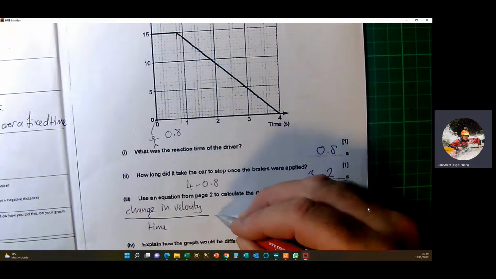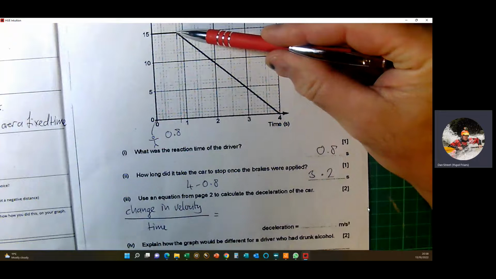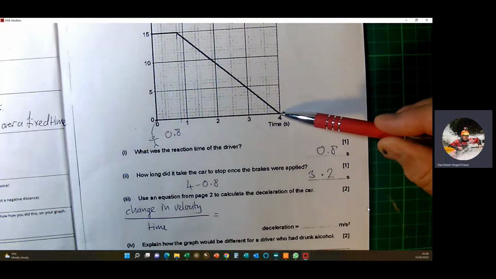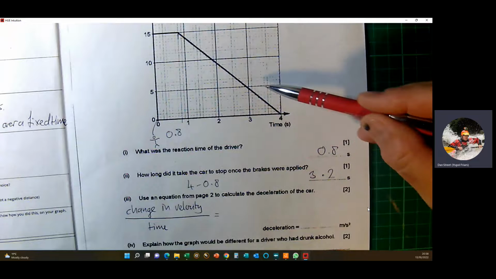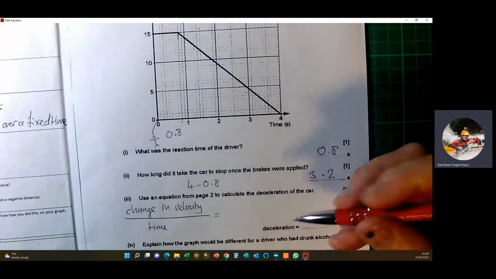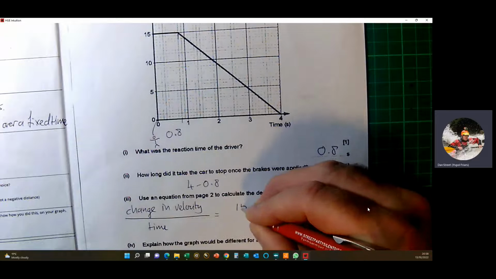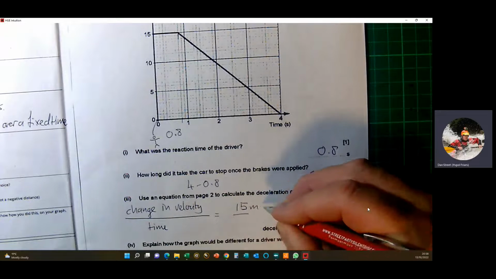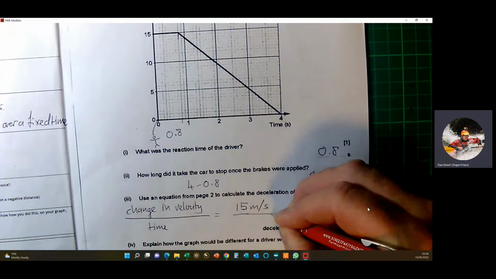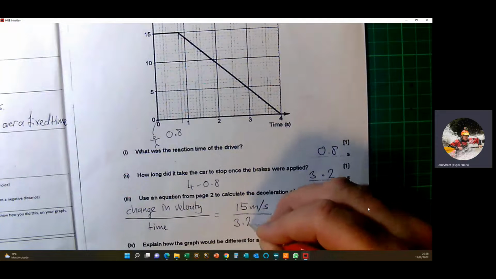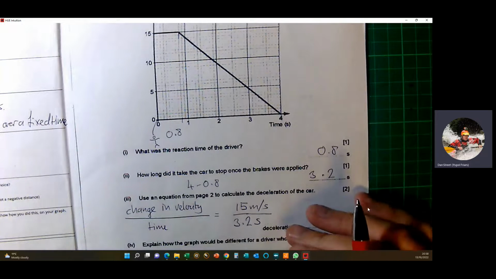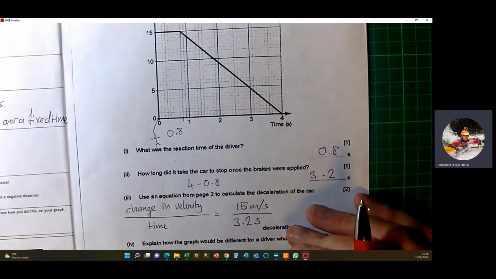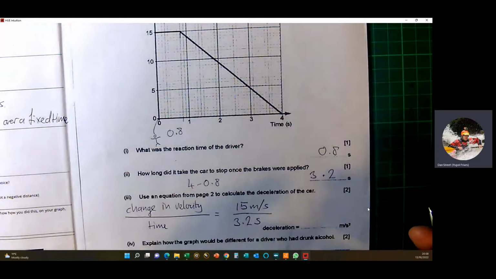So in this particular instance, the car is doing 15 meters per second at the start of the braking, and is doing 0 meters per second once it stops. So the change in velocity is therefore 15 meters per second, and we've already calculated that that happens over a period of 3.2 seconds. So that's 15 meters per second divided by 3.2 seconds, and that will give us a value in meters per second per second.